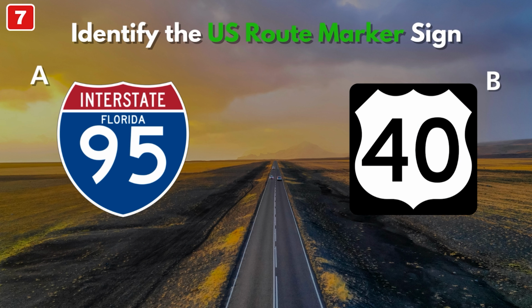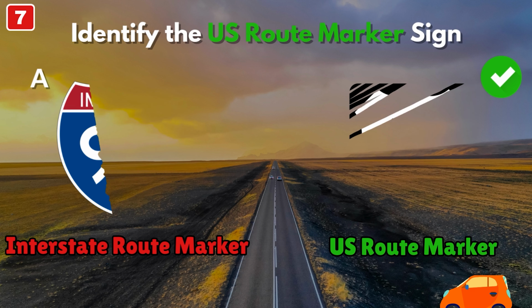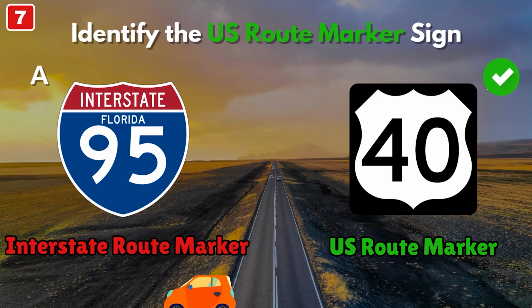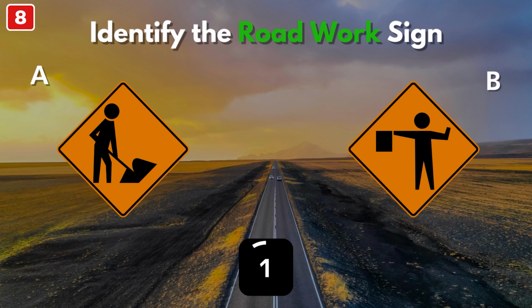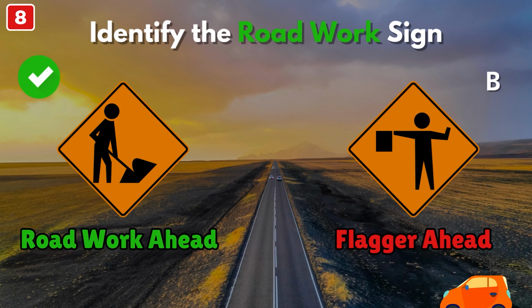Identify the US route marker sign. Nailed it. B is the US route marker sign. Identify the road work sign. Exactly. B is the flagger ahead sign.